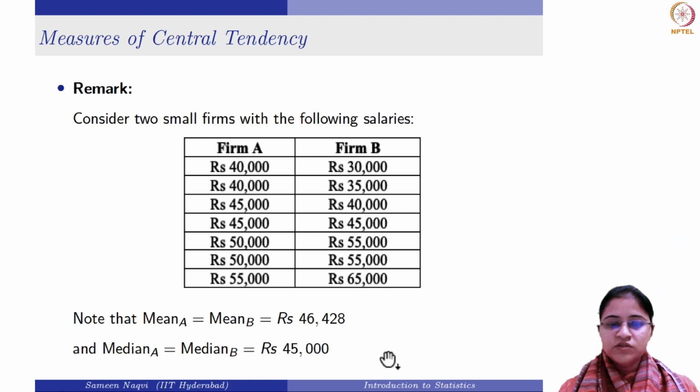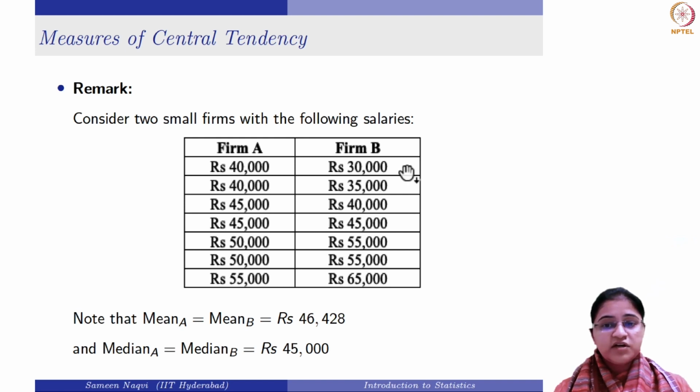Okay. Now what it says is that if you have the knowledge only about the central tendency, then how would you compare the salaries of these two firms? Because both the means are the same and the medians are also the same. So this shows that you need some other measure also which would capture what is happening in the dataset, because the values are different, that is evident from here, but their means and medians are the same.